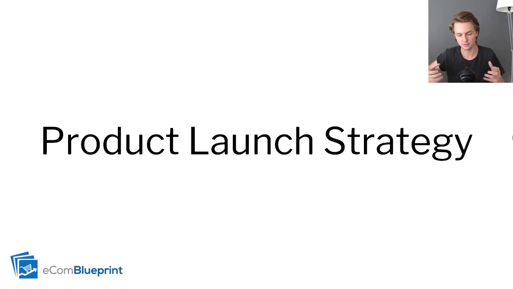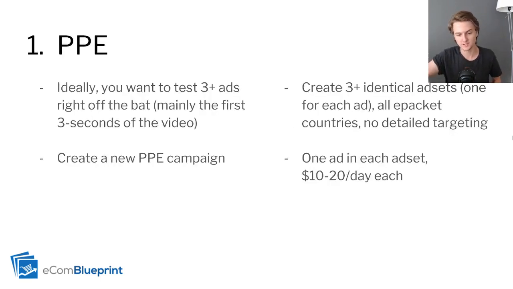All right, so I just want to quickly recap everything that I just went over, so you have a clear blueprint of what I was doing in case the ads manager walkthrough wasn't clear enough. So the first step is PPE. Ideally, you want to test 3 ads right off the bat with PPE. And the main thing that I recommend testing is the first 3 seconds of the video. In the case of Flex Posture, I only tested 1 right off the bat, and that wasn't a good idea. I should have tested 3, and then create a new PPE campaign.